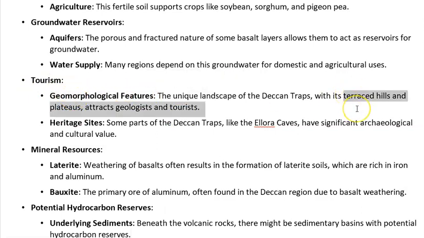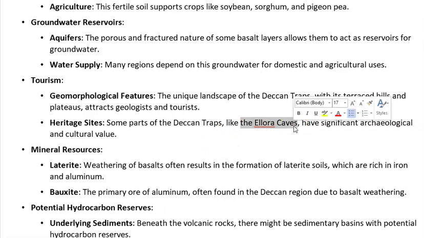terraced hills, okay, plateaus which will be attracting geologists for research, and then tourists. Then heritage sites. Okay, we know that we have our much famous Ellora caves, which have archaeological and cultural significance. It is located in this particular area. So there is a parent thing, basalt rock. Then many things got created in that particular area.